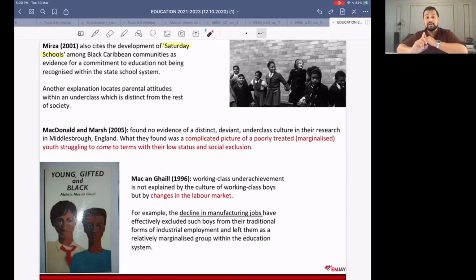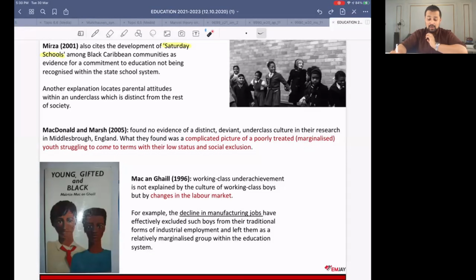They know that there's been a decline in manufacturing industry. There'd be fewer jobs for them. At the same time, they know the parents won't be able to fund their higher education. What do they do then? Right? For example, the decline in manufacturing jobs has effectively excluded such boys from the traditional forms of industrial employment and left them as a relatively marginalized group within the education system.